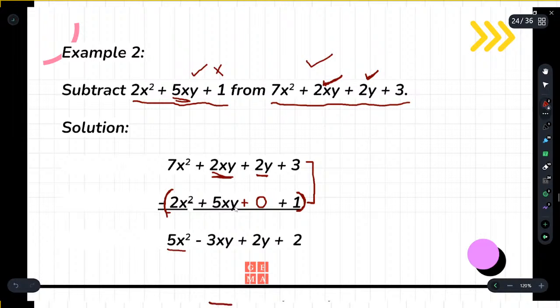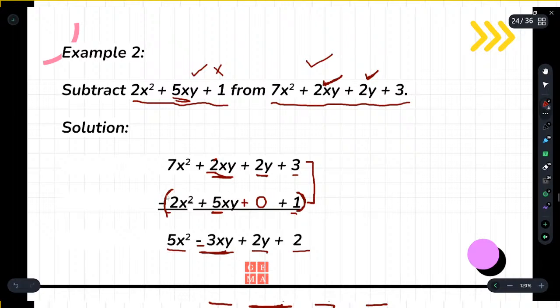2xy minus 5xy is minus 3xy, because we are subtracting a bigger number from a smaller number, so it will be negative, right? Now 2y minus 0 is 2y itself, and 3 minus 1 is 2. So I hope this one is clear.